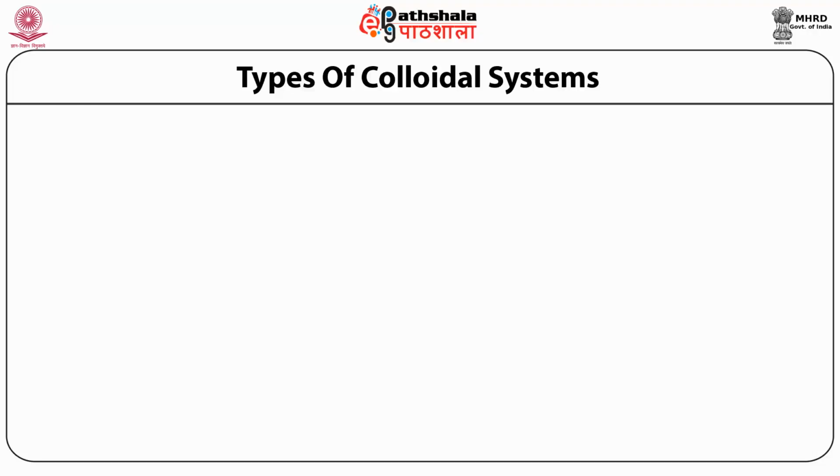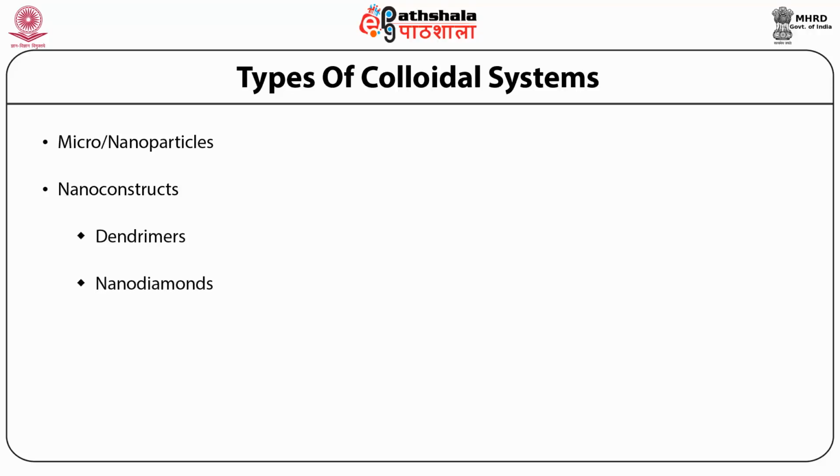Now, in case of colloidal drug delivery systems, there are different types which are being shown in the image. You can see they can be classified as microparticles or nanoparticles, and nanoconstructs. Nanoconstructs can be divided into different types: dendrimers and nanodiamonds. Then we have liposomes, with different types such as neosomes, and pharmacosomes.